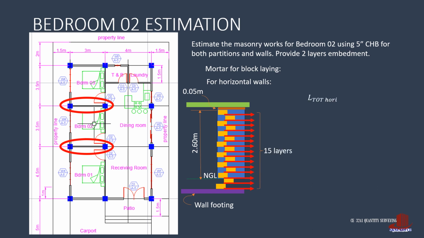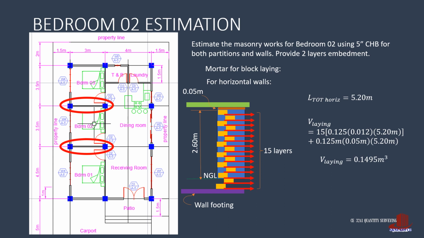The volume of the block laying for the horizontal walls is then determined from 15 layers of 5 inches or 0.125 meter wall thickness times block laying thickness of half an inch or 0.012 meter times the length of 5.2 meters. Then add the topmost layer of 2 inches thickness, or 0.05 meter, times 0.125 times the length of 5.2 meters. The volume for the walls is then computed as 0.1495 cubic meters.